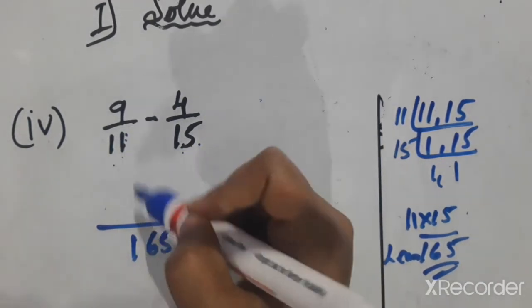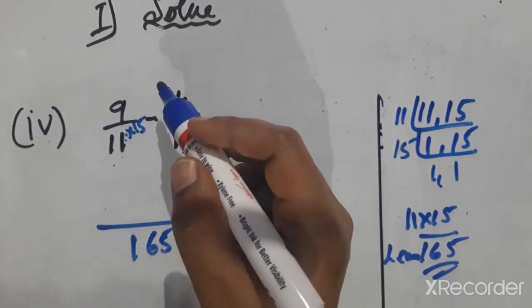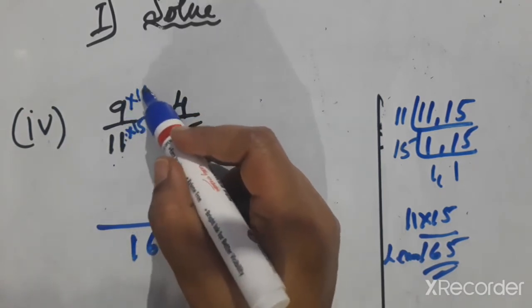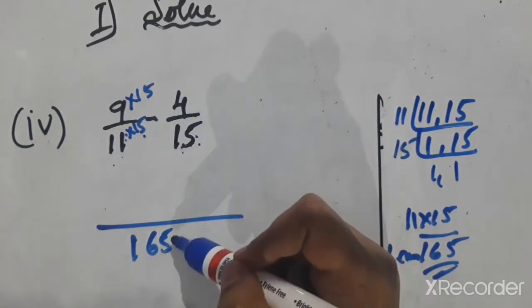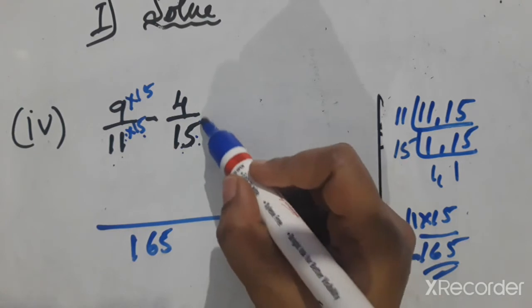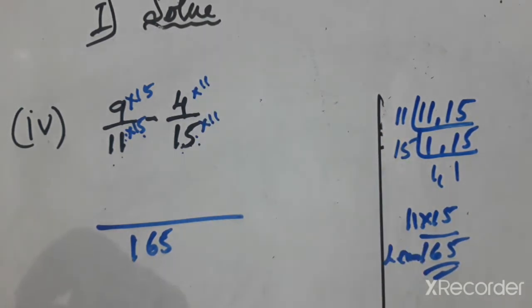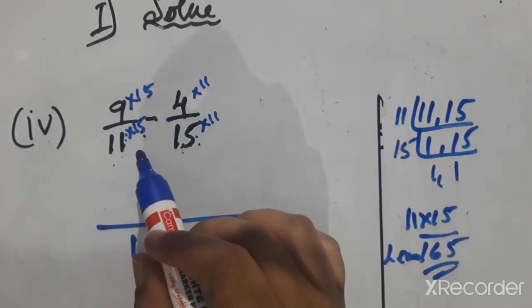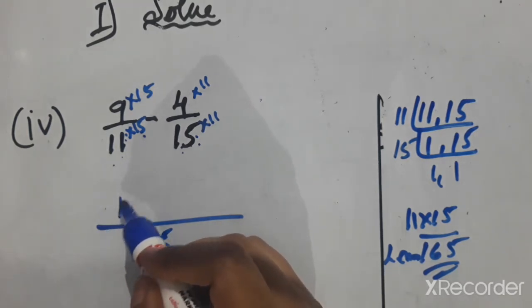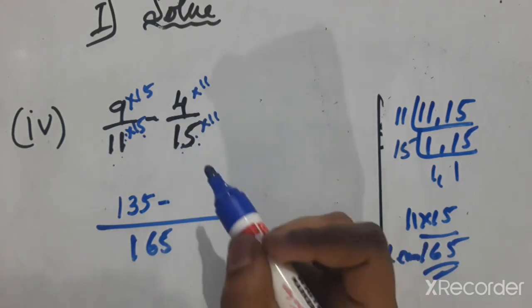11 how much are 165? 11 15s are 165. Same number we have to multiply up also. Same 15 we have to multiply up. 15 how much 165? 15 11s are 165. Same number we have to multiply up. Now 9 15s are how much? 15 9s are 135, and minus symbol here.